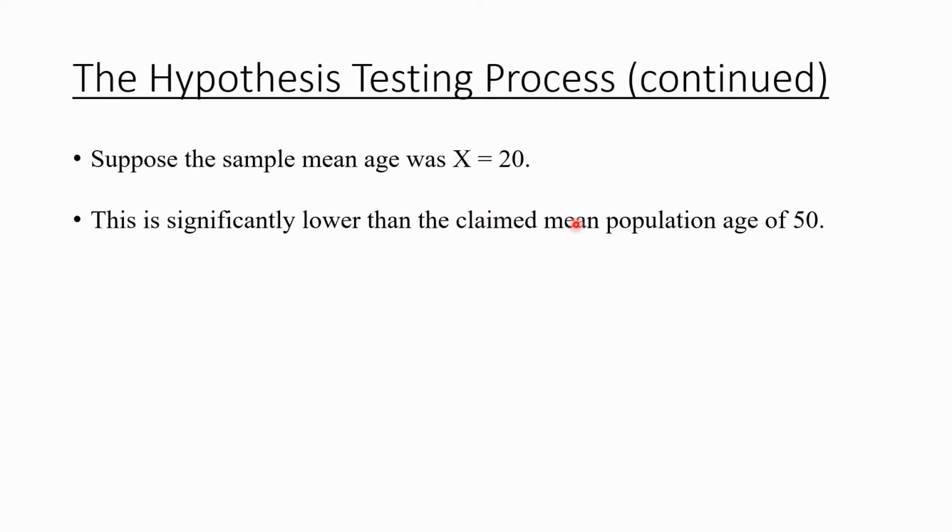In other words, getting a sample mean of 20 is so unlikely if the population mean was 50 that you can conclude that the population mean must not be 50. Because if you get a sample mean of 20, whereas you claim that the population mean is 50, the chances of you getting 20 are very small. So your claim, the null hypothesis, should be rejected, because it cannot be, right? So that is what I have mentioned here.